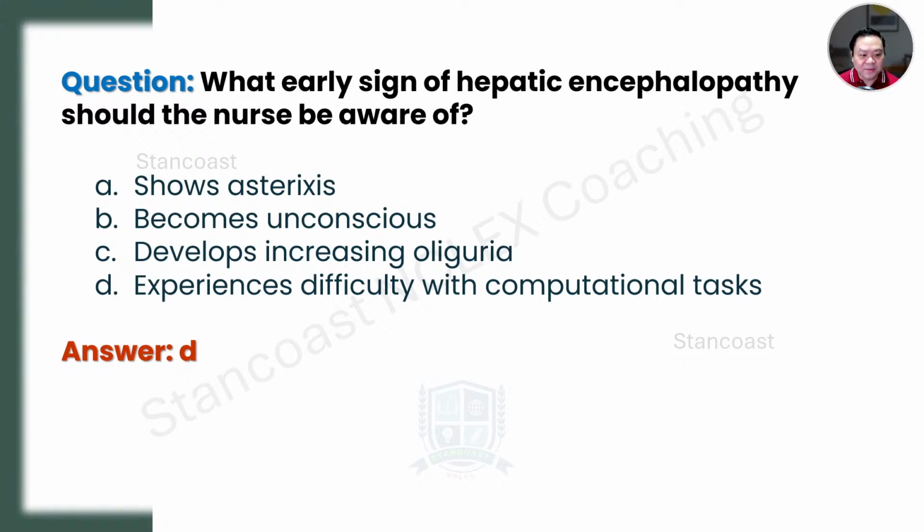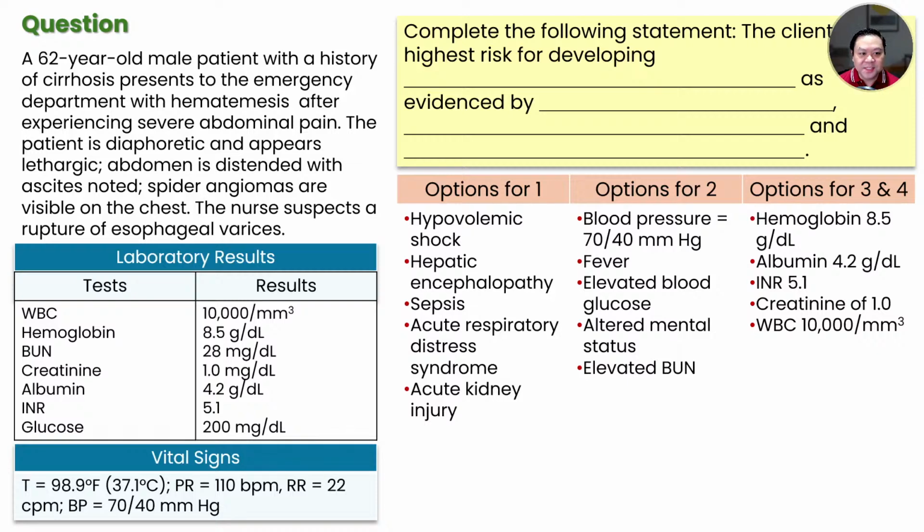Let's have another question. So this is a drag and drop type of question. A 62-year-old male patient with a history of cirrhosis presents to the ED with hematemesis after experiencing severe abdominal pain. The patient is diaphoretic and appears lethargic. Abdomen is distended with ascites noted. Spider angiomas are visible on the chest, and the nurse suspects a rupture of esophageal varices.